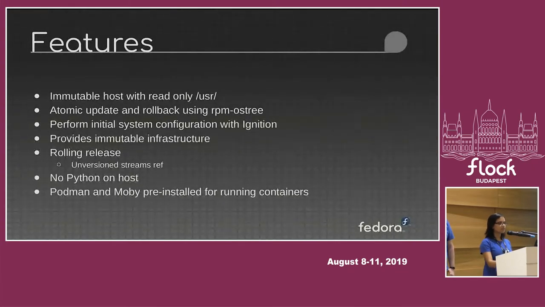Also, it provides you rolling release. Rolling release is very interesting. It came from, let's say, Container Linux. They have different channels called alpha, beta, and stable. Here we are using a rolling release. We have different streams. There is a single ref, which we call in OSTree, or if you are using Git, you call it a branch. You have a single branch, and you will continue receiving the updates there for the entire lifetime of that particular system. We'll get to know more in detail in future slides.